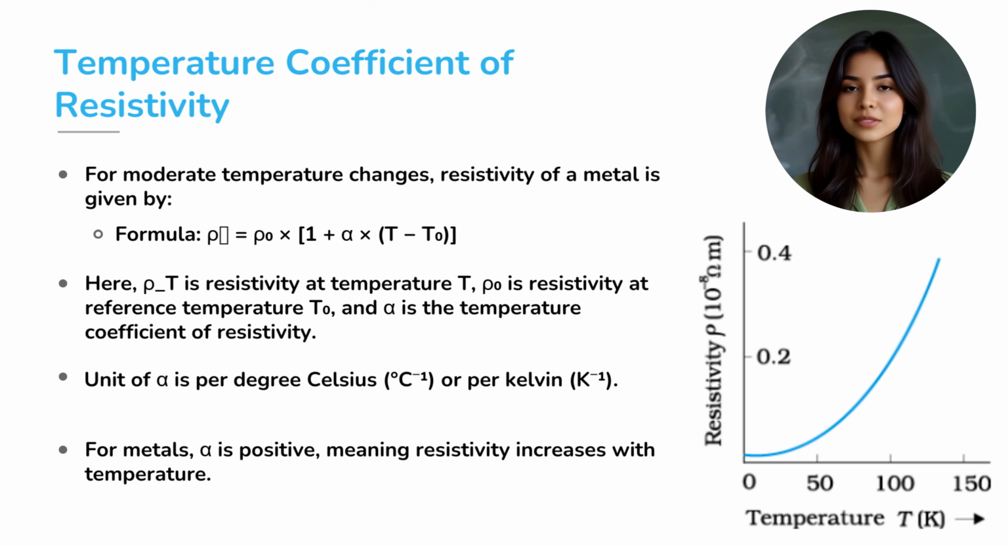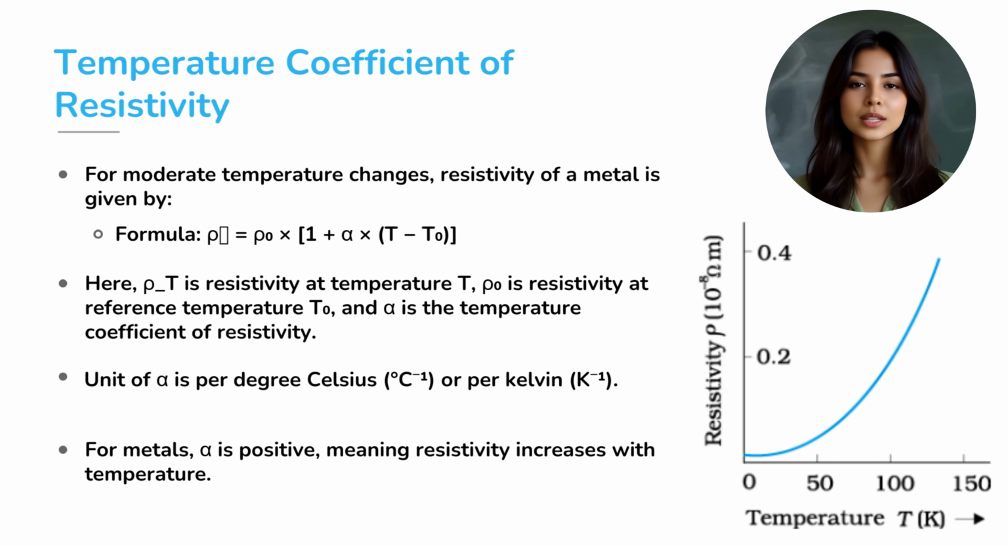We define resistivity at temperature T using the formula ρ_T = ρ₀ × [1 + α × (T − T₀)]. Here, ρ_T is resistivity at temperature T, ρ₀ is resistivity at reference temperature T₀, and α is the temperature coefficient of resistivity. Alpha tells us how sensitive a material's resistivity is to temperature. It is measured in per degree Celsius or per Kelvin.